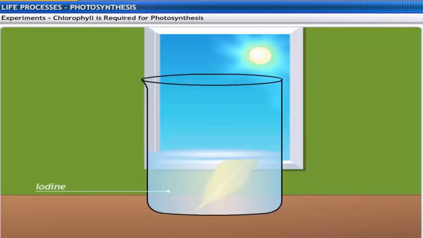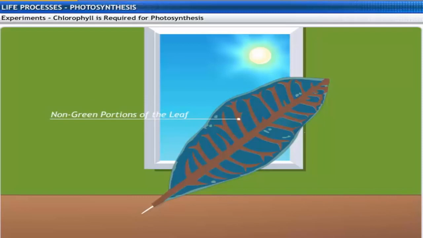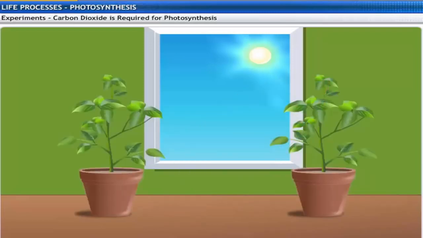Now, dip the leaf in a dilute solution of iodine for a few minutes. The green portions of the leaf turn blue-black, indicating the presence of starch. The non-green portions of the leaf turn brown, indicating that starch has not been formed. Since only the green portions of the leaf turned blue-black, you can infer that chlorophyll is essential for photosynthesis to occur. Let's carry out an experiment to prove that carbon dioxide is vital for photosynthesis.